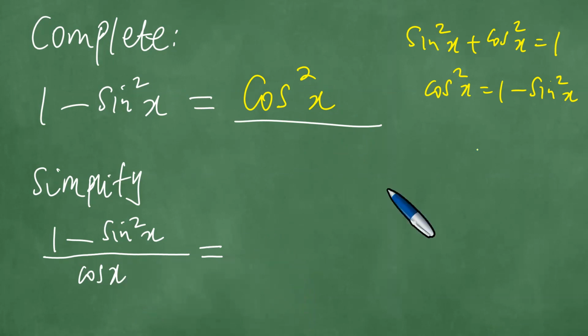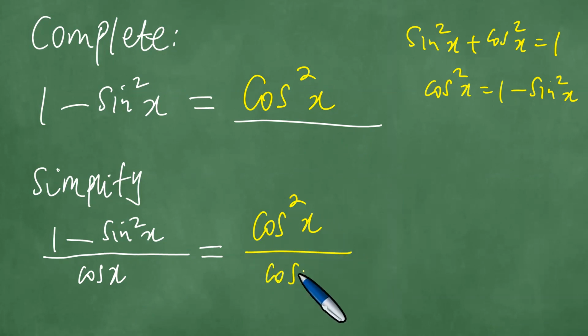What is 1 minus sine squared? Cosine squared, divided by cosine x. What is cosine x now? Cosine squared x divided by cosine x. We're trying to simplify here. So cosine squared x divided by cosine x is just cosine x. So these are the answers.